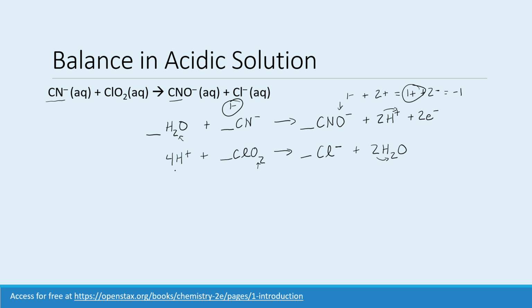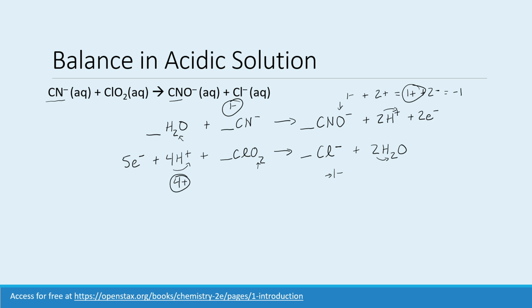We've got a 4 plus charge coming from the hydrogen ions on the reactant side. And then on the product side, we just have that 1 negative charge coming from the chloride ion. And so, of course, the reactant side is larger with a +4, and we need 5 electrons to get it down to a -1 to match that product side. So we need to add 5 electrons to the larger side, to the reactant side.